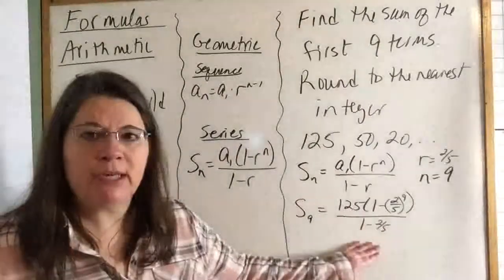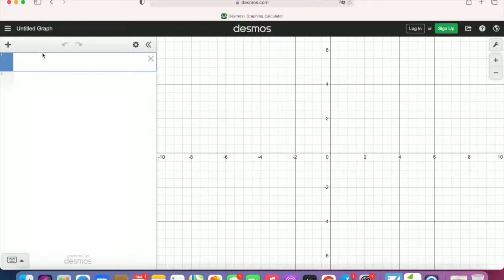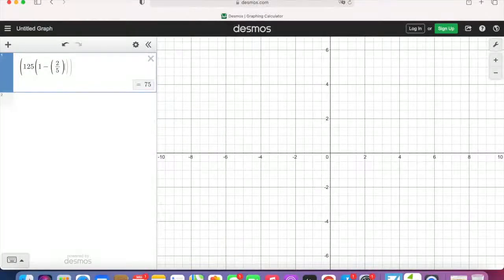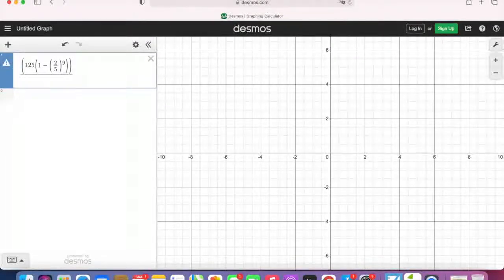At this point, I would go into Desmos, put that in Desmos, and then get my answer. So when I put that in Desmos, 125, and then that's going to be times 1 minus 2/5, and I'm going to put the 2/5 in parentheses, and then that 2/5 is to the 9th power, and then I will end the rest of my parentheses. That's the top. Now, it may not be necessary to have these outside parentheses. I just always tend to put them there just to make sure Desmos understands exactly what I need it to be. And then that's over 1 minus 2/5 on the bottom, like that.